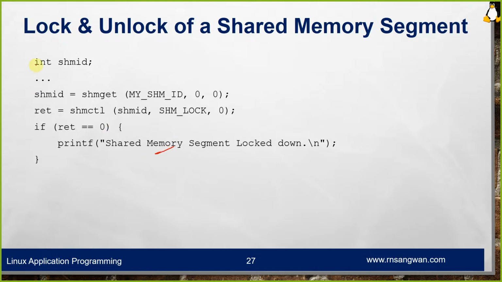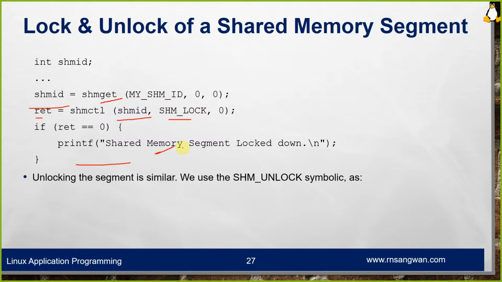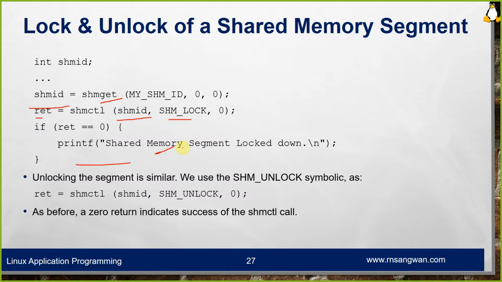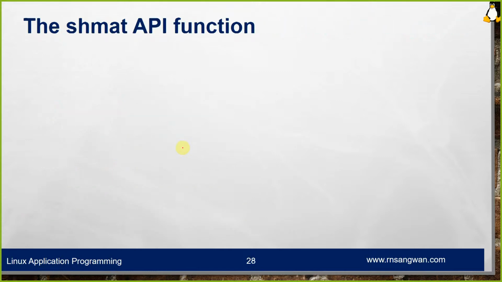Shared memory, shmid, we get the ID, shared memory lock and lockdown. So point to be noted, SHM_LOCK. Unlocking the segment is similar, we use SHM_UNLOCK: shmctl, shmid and the unlock. As before, a 0 return indicates success of the shmctl command. Only a super user may perform this particular command via shmctl. Therefore, when you try this example, you should be logged in as a root user.